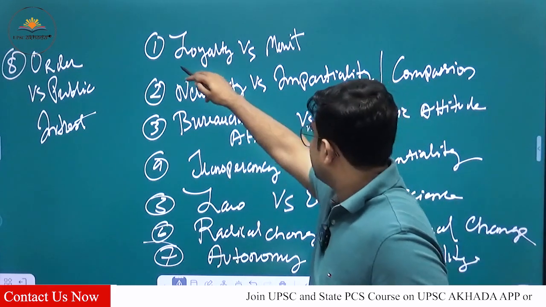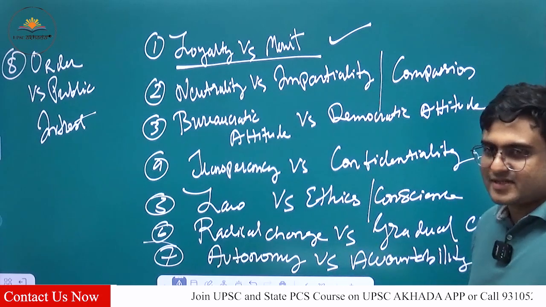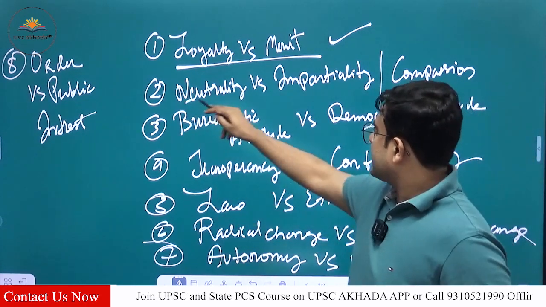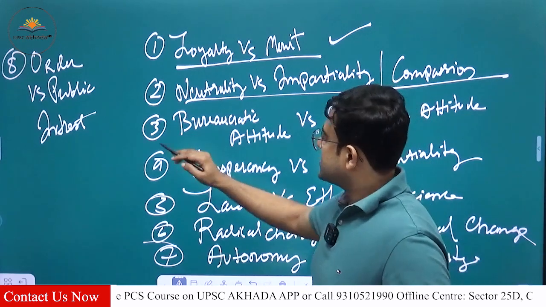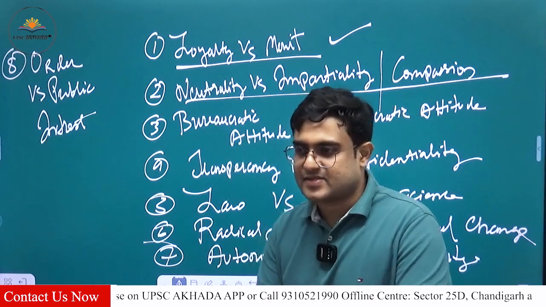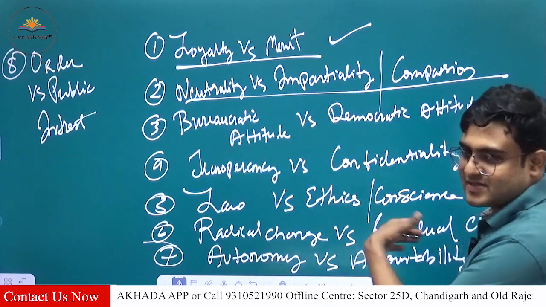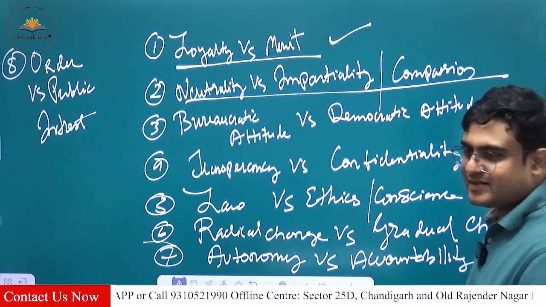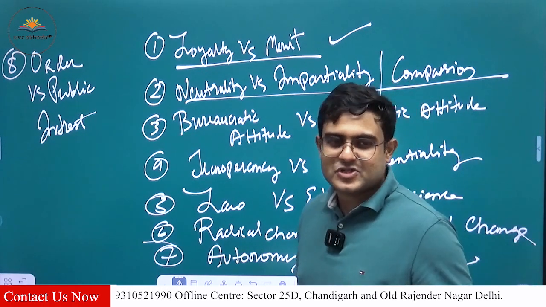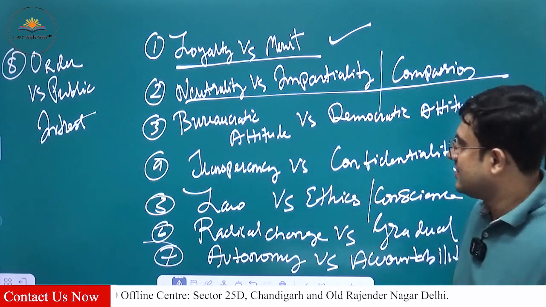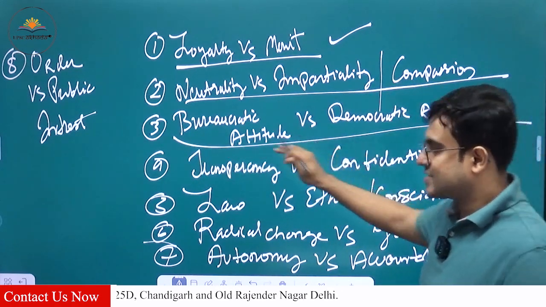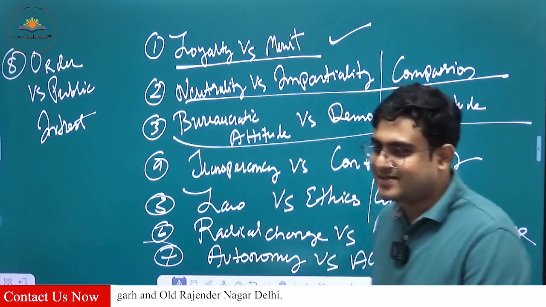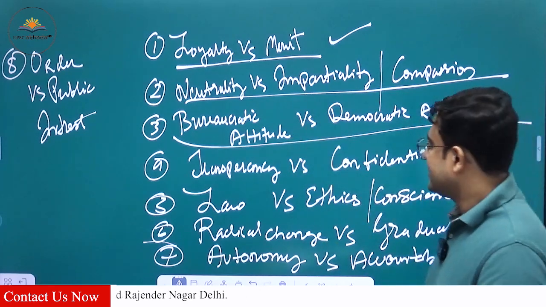So first is loyalty versus merit. This has been discussed yesterday, I guess. Neutrality versus impartiality or compassion. This is all in context of civil services. And then you can say, why not ethics versus religion, ethics versus morality? There can be constitutional morality versus social morality also. Bureaucratic attitude versus democratic attitude. Once this has been asked directly in UPSC, the difference between this.